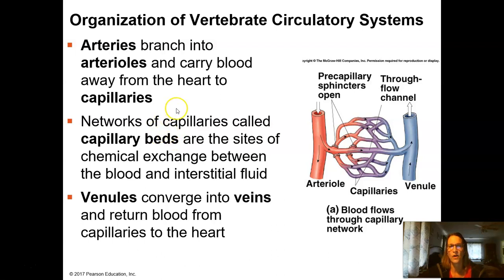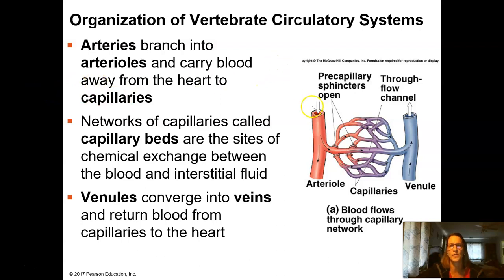Okay, so we have arteries and veins, but it's also important to know that arteries, when they move through the body, are going to branch into smaller arteries called arterioles. And arterioles are going to branch into capillaries. So arteries are going to be carrying blood, and they're going to be branching and branching and branching into arterioles. And when the arterioles branch into different regions of the body, they branch into capillaries.